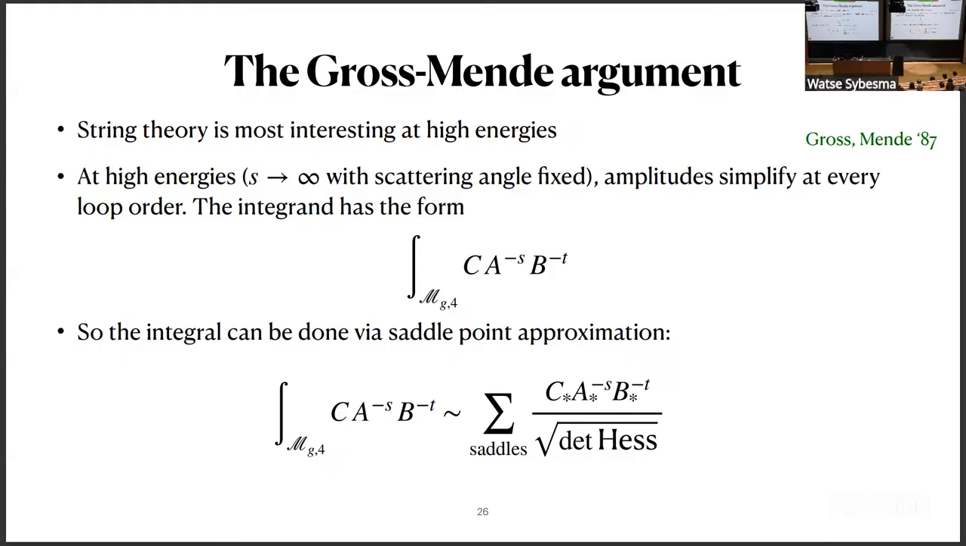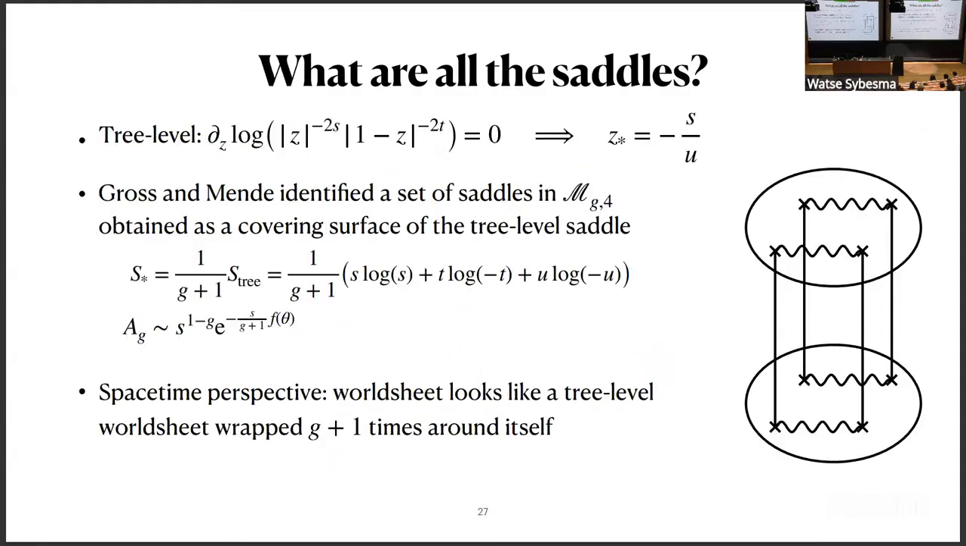And you see that if you go to high energies, so you make s and t really large, then this integral will be dominated from a special region in moduli space, because you can do saddle point approximation on this integrand. And so this integral is approximately a sum over saddles of this form, and there's some one loop determinant and so forth. So this is the argument of Gross-Mende, and they also tell you which saddle they think will be dominating at some genus G.